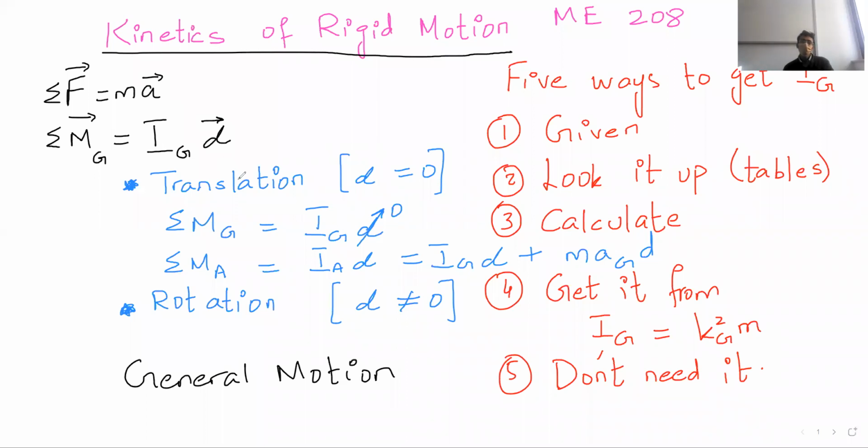Now, please do note that when it's a completely translational motion, then alpha is 0, and summation of moment about the center of mass will give me Ig multiplied by 0. Summation of moment about any other point A will give me Ia alpha. You can observe a little difference here: when you are summing the moments about any other point, the subscript changes for both. You have to be careful, because Ia alpha is equal to Ig alpha plus the parallel axis theorem term, that is M a_G d, where d is the distance from the center of mass of the object to the point where you are summing the moments.